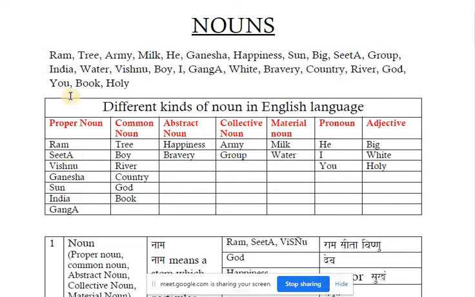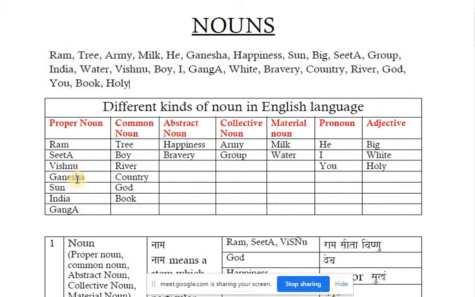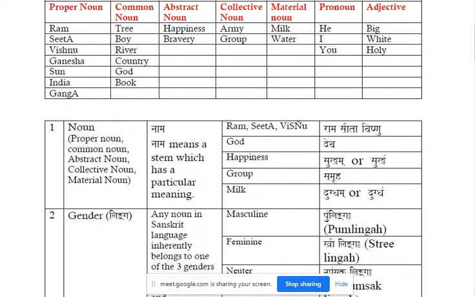So Rama, Sita. Here you see in this table, in all these columns, I have bifurcated all these words, all these nouns. Like proper nouns we have Rama, Sita, Vishnu, Ganesha, Sun, India, Ganga, all these words. Common nouns like tree, boy, river, country, god, book, like this. So all these words you can bifurcate into different nouns in the English language, right? These are called nouns. Now let us see here.